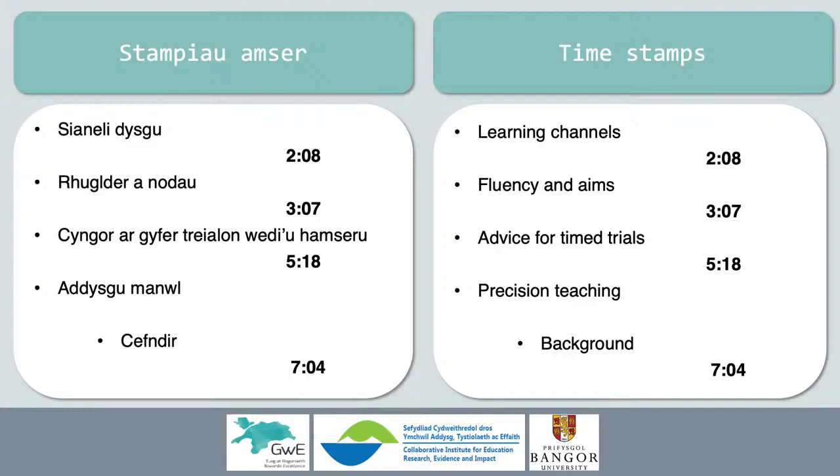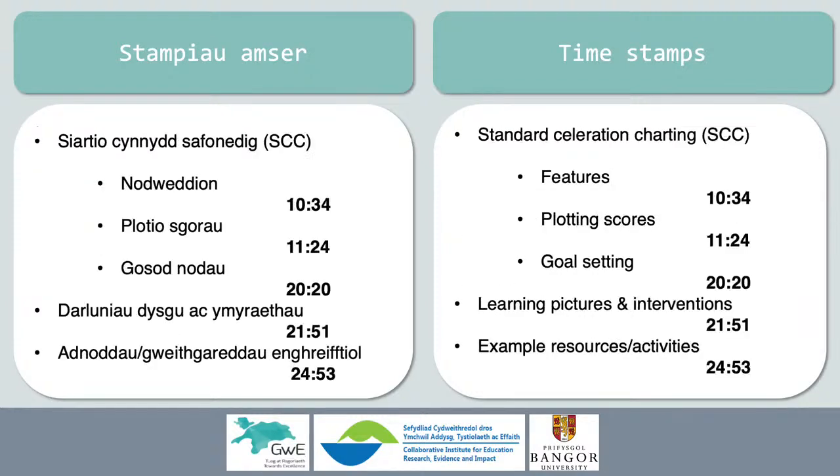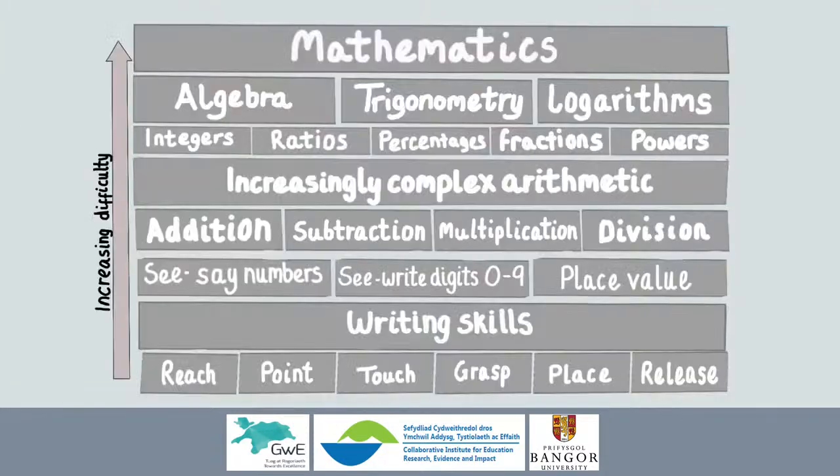On this slide and the next, you'll be able to see the timestamps for the different sections of this training. If you're revisiting this presentation for a recap on a particular aspect, you can fast forward to the corresponding part of the video now. For those of you joining for the first time, today's session will cover some of the underlying rationale in support of fluency training. We will identify the key features of precision teaching and walk through how to use the standard acceleration chart to plot scores and monitor progress. Following this, we will discuss how to interpret and use learning pictures before covering some example resources and activities that you can use to build fluency within your classroom. Okay, so let's jump in.